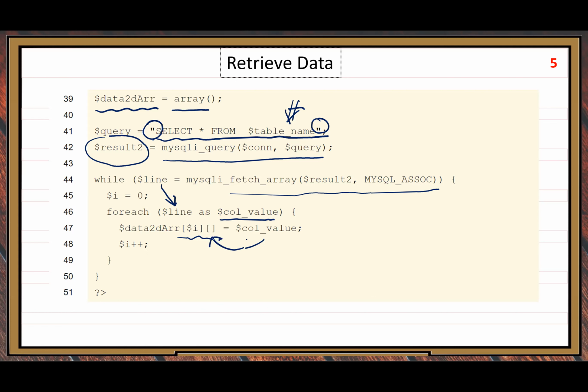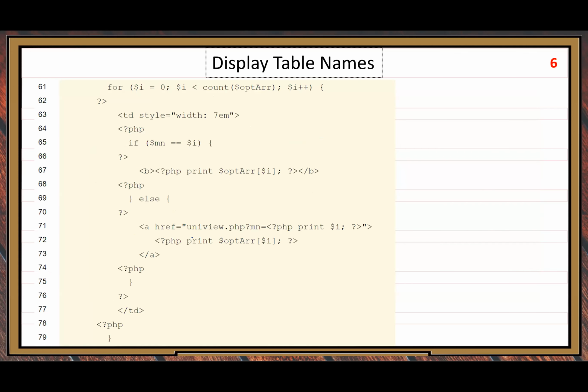The 2D array: the index for the row, you know it, so you fix it, then you go through all the columns. So after this while loop, you have your 2D data stored in this 2D array, so later you can display it. Retrieve data.